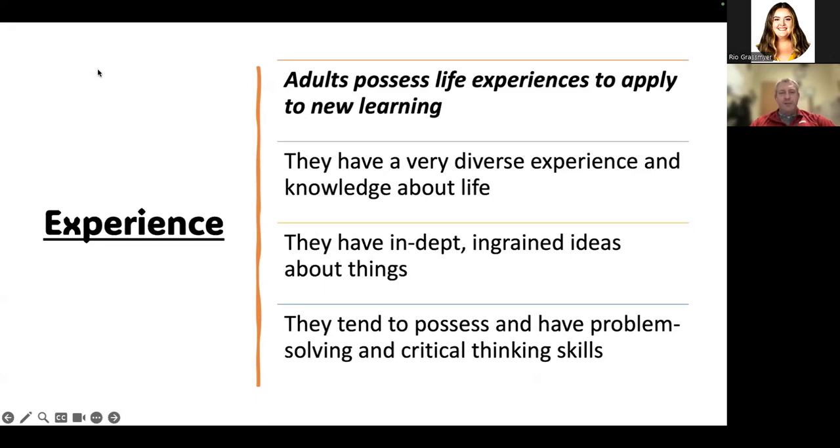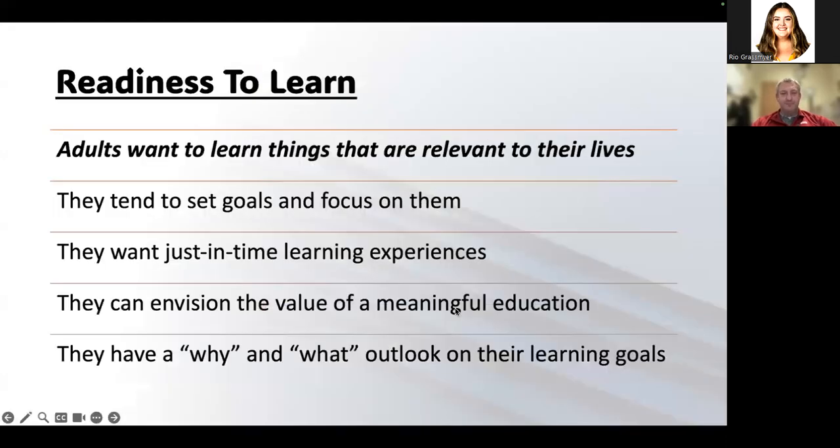They have a diverse experience and knowledge about life. Even your younger students, listen to them. You can adapt your classroom to their experiences. And that's how you're going to take these students from good to great. That's how you're going to take your program from good to great. They have in-depth, ingrained ideas. Listen to them. I challenge you from today on as an instructor, as an educator, learn as much from your students as your students learn from you. That's building a successful classroom.